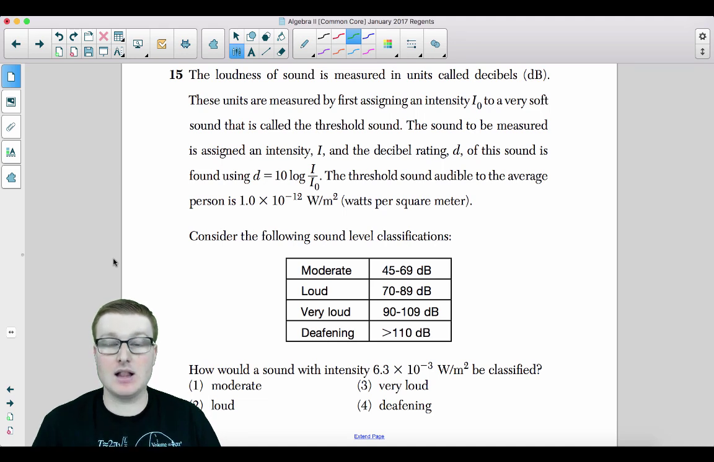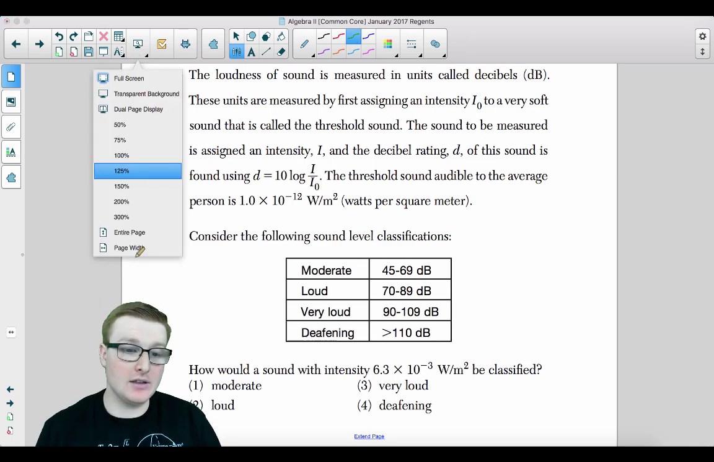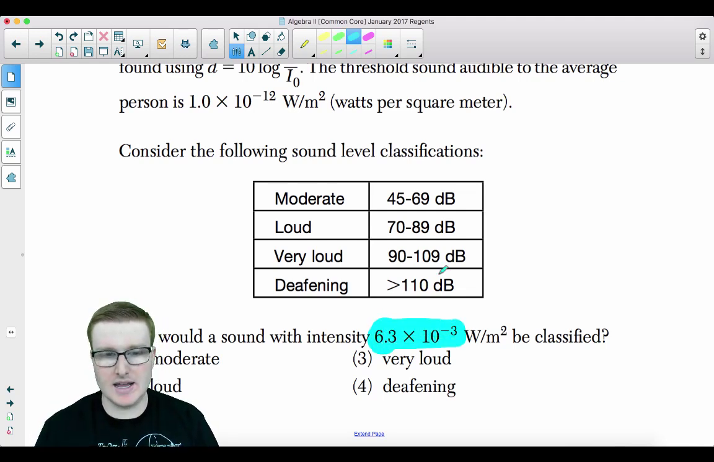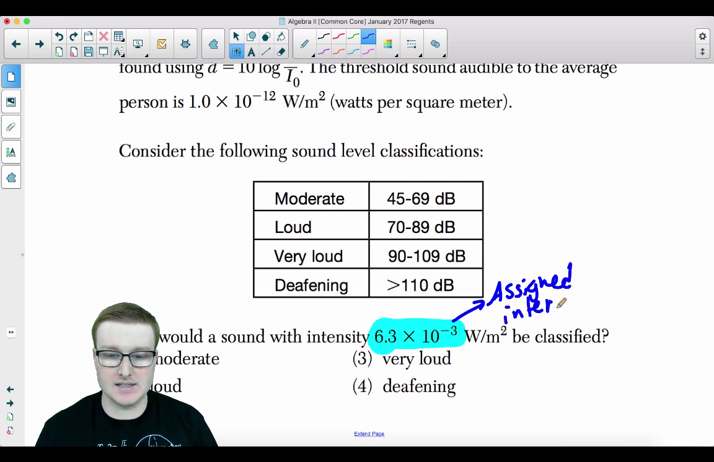Consider the following sound level classifications. How would the sound with intensity 6.3 times 10 to the negative third be classified? Wow. I think this question is so easy yet so hard at the same time, just because of all these words and symbols. Anyway, so 6.3 times 10 to the negative third. This is the assigned intensity. It's assigned. They tell us what it is.